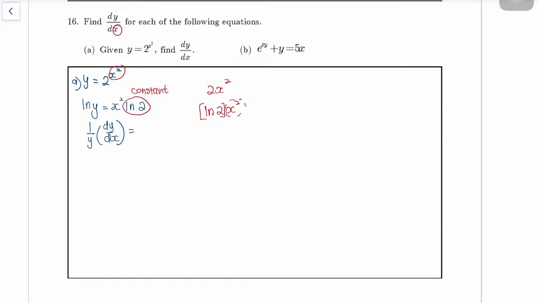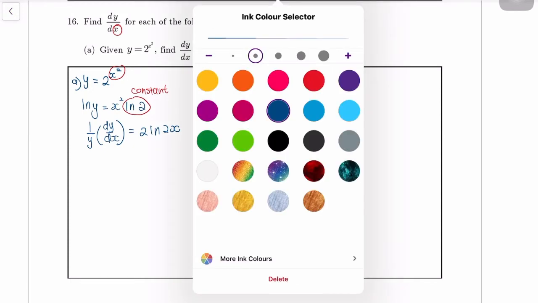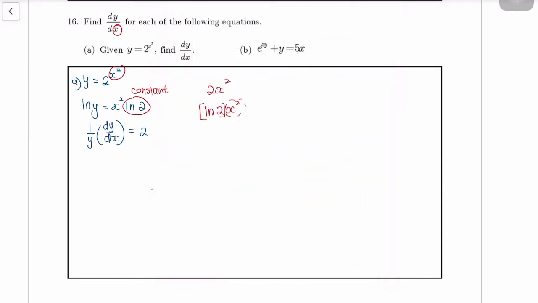Okay, sekejap, tukar warna sekejap. 2x ln 2. Saya rasa saya tulis satu-satu lah supaya takut nanti confuse kan. So ln 2 constant, so differentiate x square will get 2x, ln 2 2x lah. Kalau takut confuse ke apa, boleh je nak buat product rule. But then nanti bila kita differentiate ln 2, dia get 0 pun.